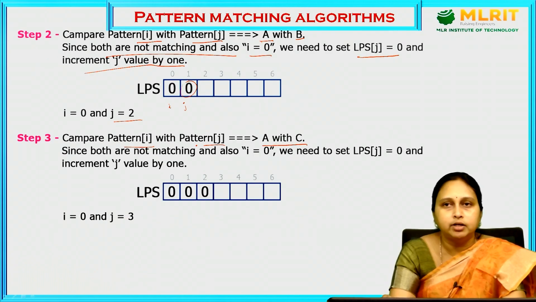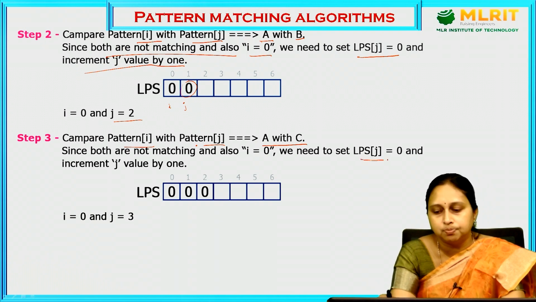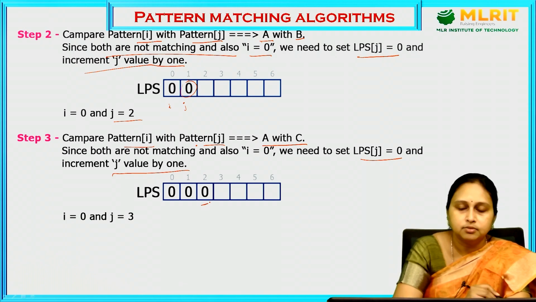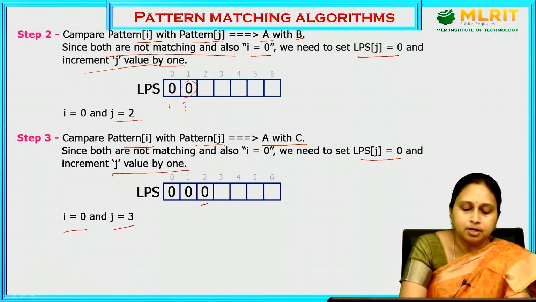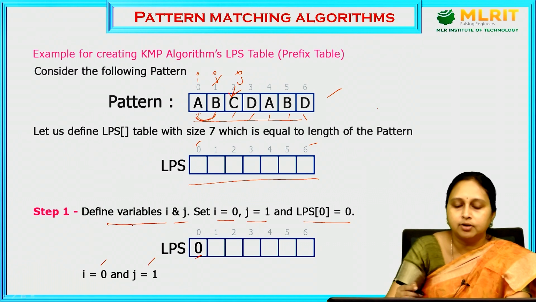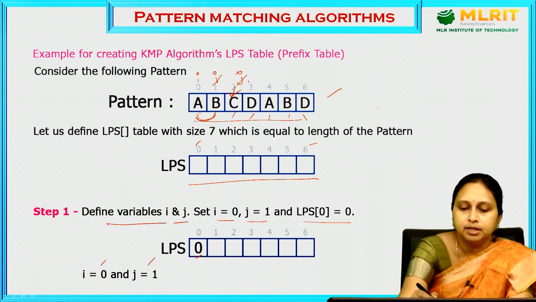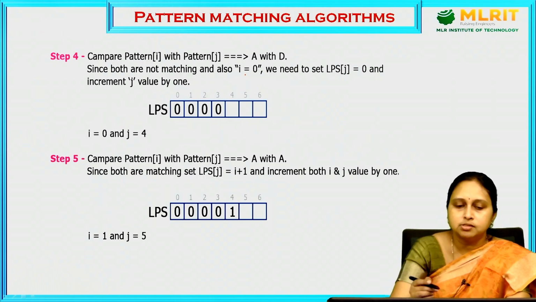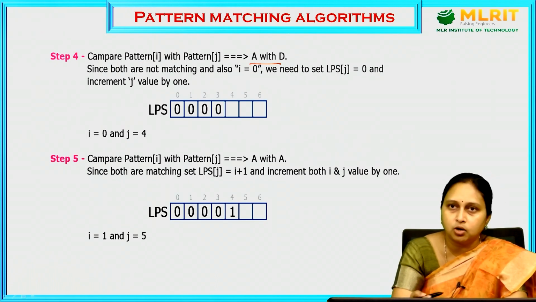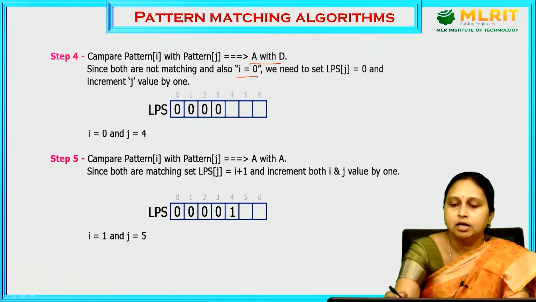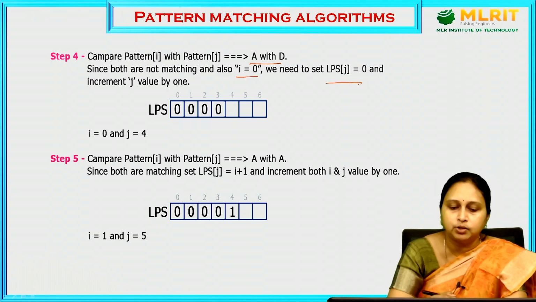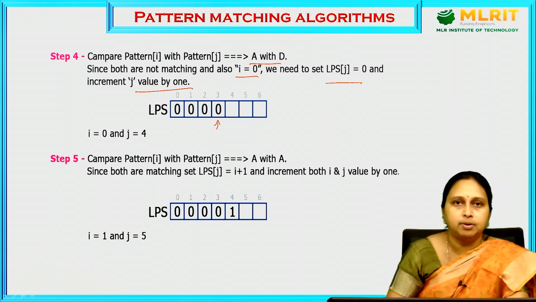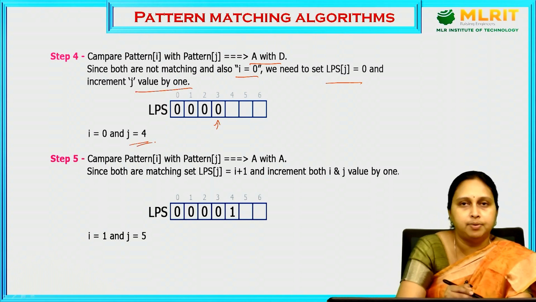Now again we are going to check with LPS of j, which should be assigned 0, and j will be incremented by 1. i becomes 0 only, j becomes 3. Now again you compare i with j, and j is incremented. Again repeat the same process, a and a with d, both are not matching. i is 0 only, so LPS of j is assigned 0 and the j value is incremented by 1. Yes, j will be updated.